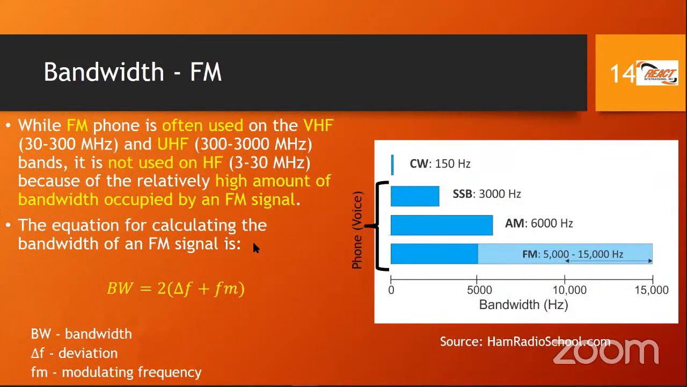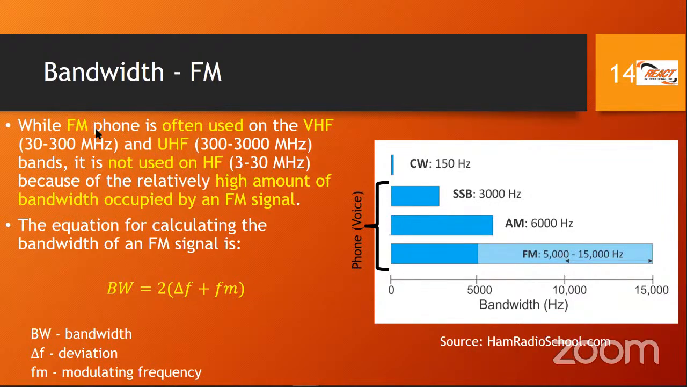So we now come to a discussion on bandwidth for FM signals. Bandwidth should not be a strange concept to us. On the right-hand side, this diagram should be familiar from the technician class. We looked at it to show the bandwidth that's occupied by different types of signals like CW, as well as these various voice or phone signals, single sideband, AM, FM, and so on. So we are talking now about bandwidth of FM signals.